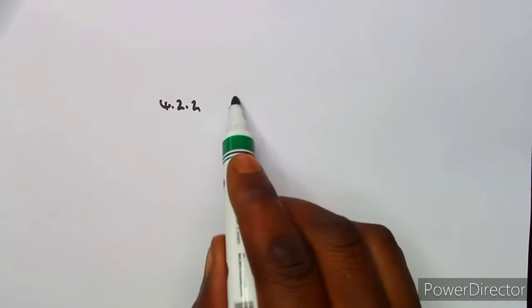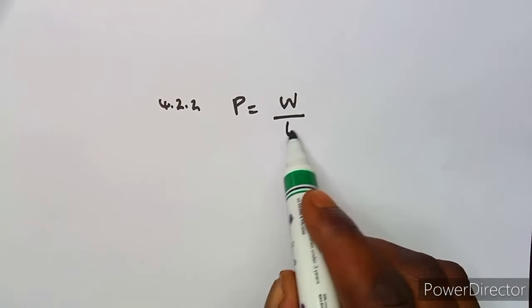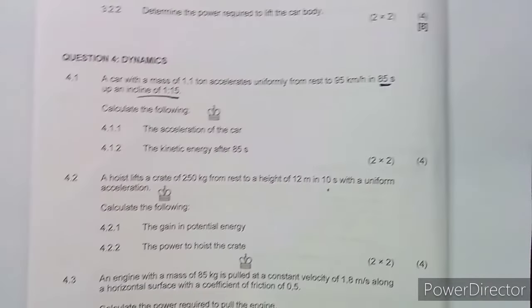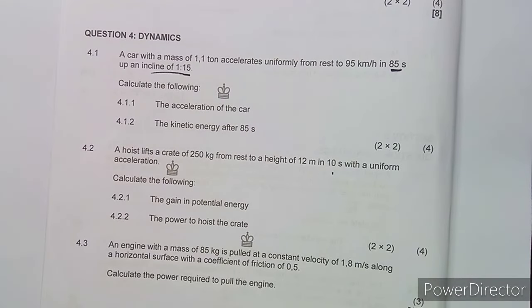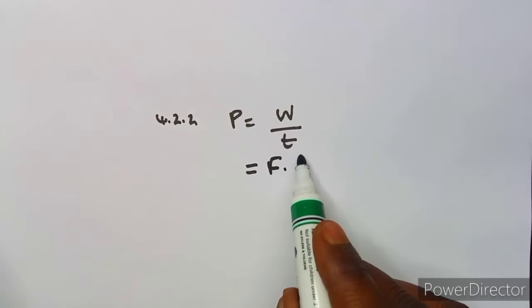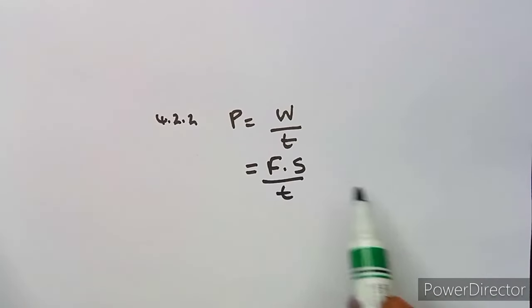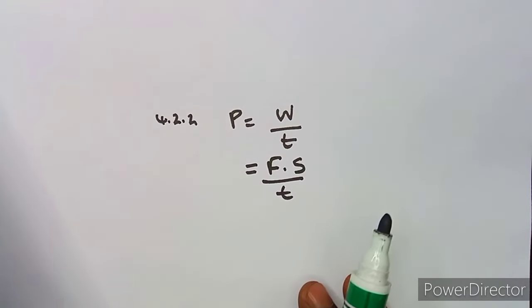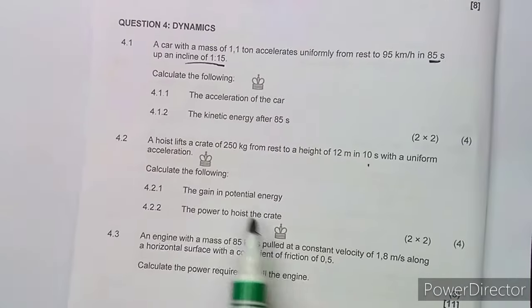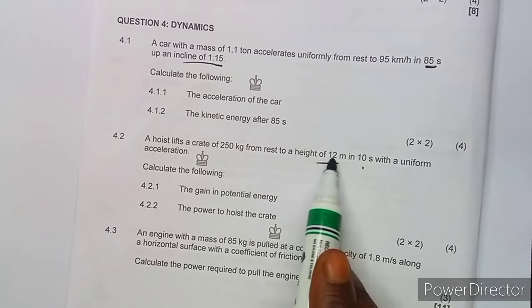That's 4.22. We know that power is equivalent to work done over the time taken. Where are we going to have the work done, guys? Remember, work done is actually the force times the distance. So if work done is equal to force times distance, that is force times distance over time. This distance is actually the height, where you are lifting, because you are lifting this crate to a height of 12 meters.